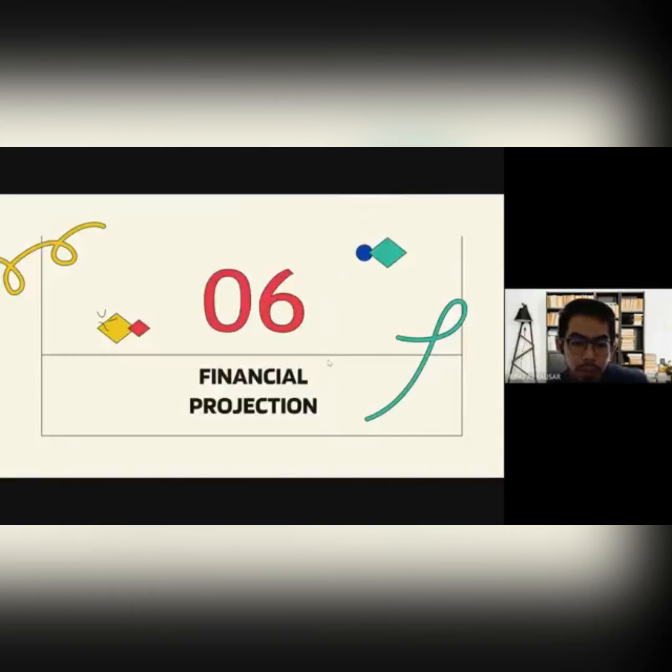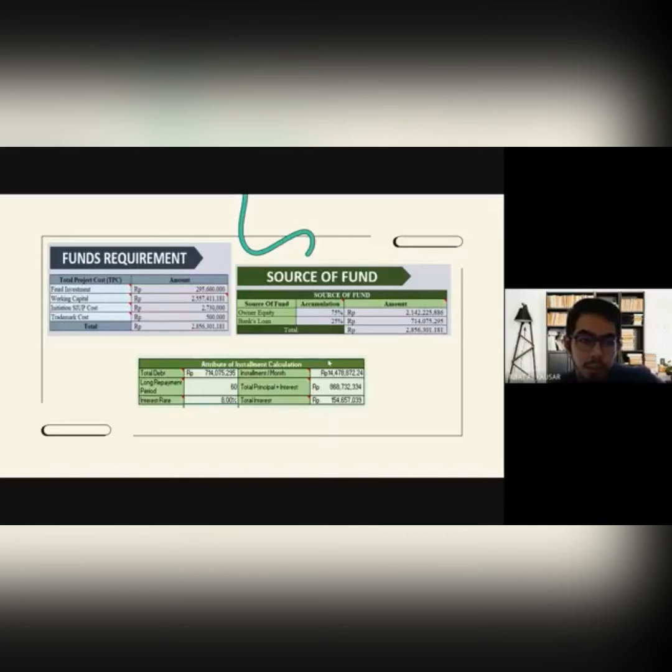And this is the financial projection. Okay, the funds requirement from all the cost calculation, the total funds that we need is 2,856.301 million. And from the source of funds, 75% is from the owner equity and 25% is from the bank loan. And the interest is 8%. Next.